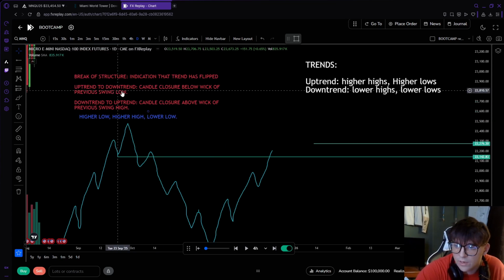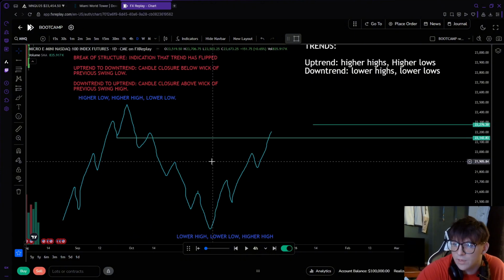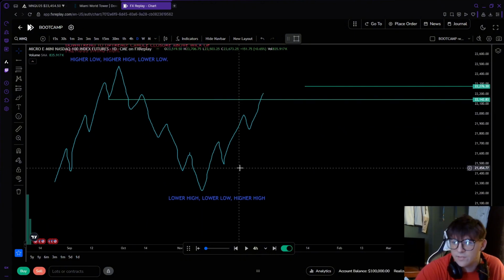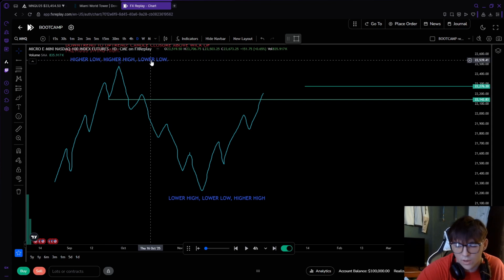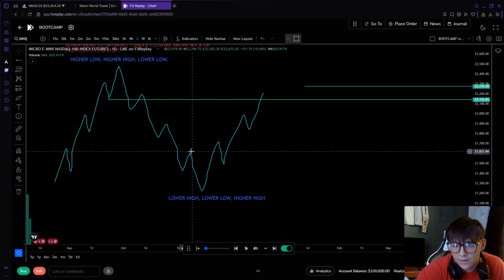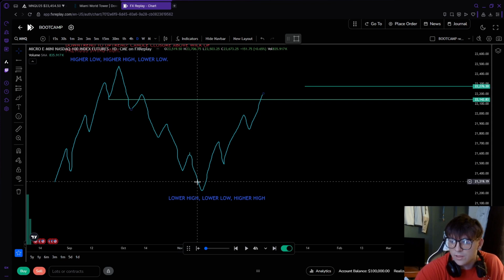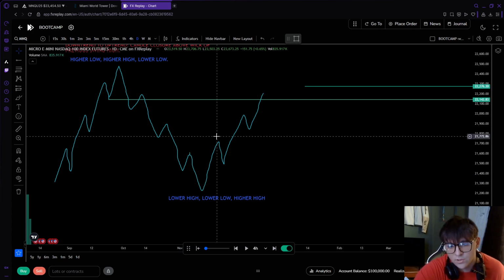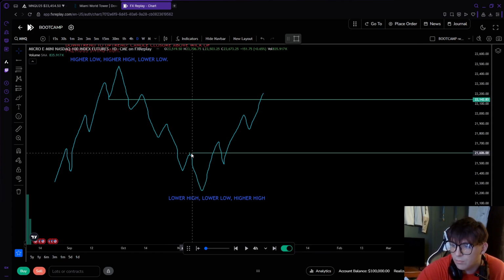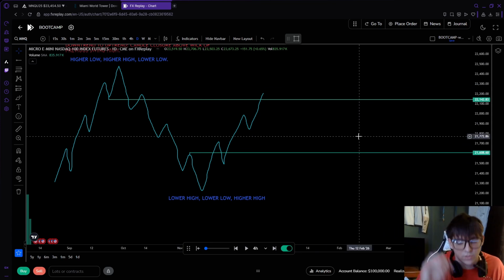Instead of the swing low, when you're looking for an uptrend to a downtrend, it would be the previous swing high. So in this case, instead of looking for a higher high, lower low, now we're looking for a lower high, because we're in a downtrend. You're looking for a lower low, and then you're looking for a higher high to close above the wick of the previous swing high, which would indicate a break of structure to the upside, indicating that the trend has flipped.